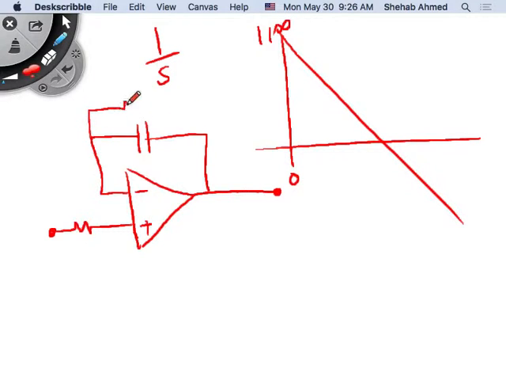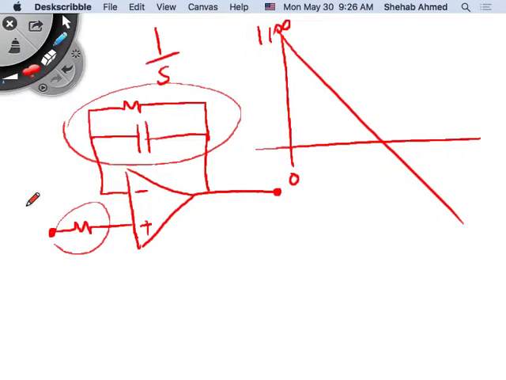Right? So what did we do? We added a resistor in parallel. When we added this resistor in parallel, still, the output over the input is Z2 over Z1. What is Z2? Z2 is now this. Z1 is now this. So you can derive your transfer function in the frequency domain.